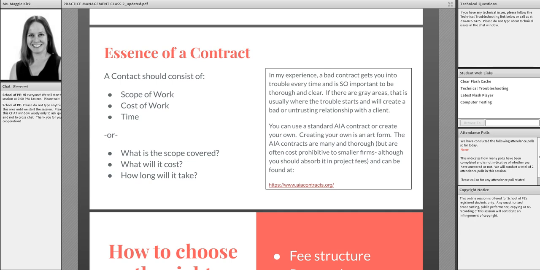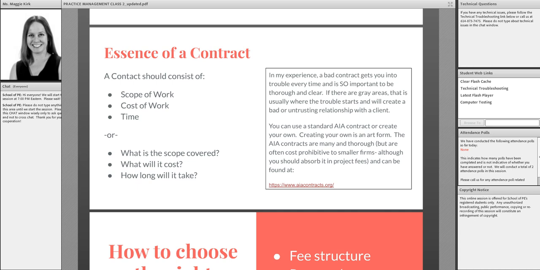You can choose to use a standard AIA contract. The AIA does provide these really awesome contracts. They're very thorough. They're very time tested. We will talk about them a lot. Or you can create your own, as I said. And creating your own is a bit of an art form. It takes practice. It takes stumbling so that you know what not to do in your next iteration, your next go around. Eventually you'll get there. You can use others as a basis for it.